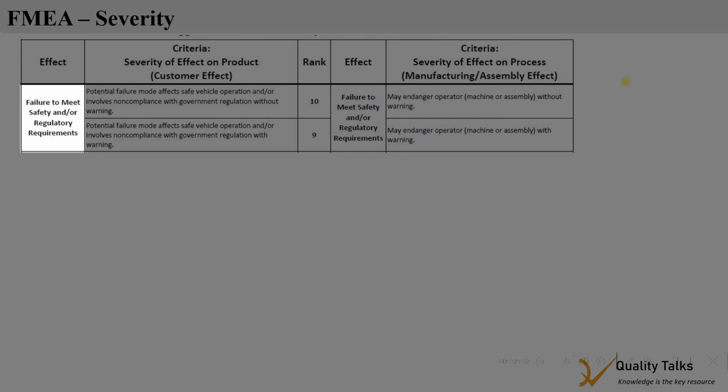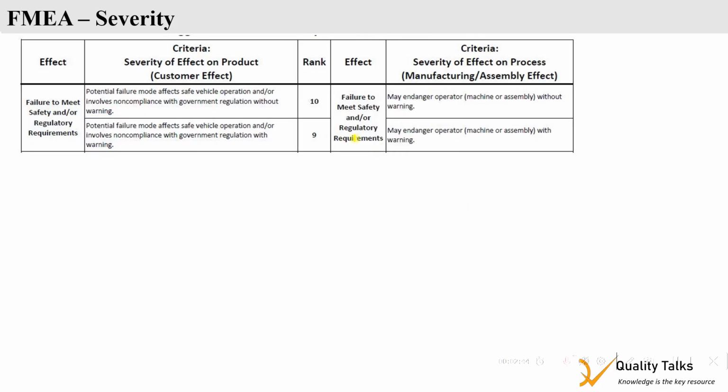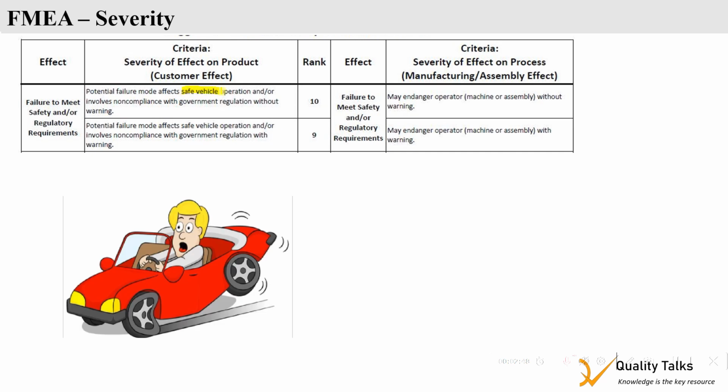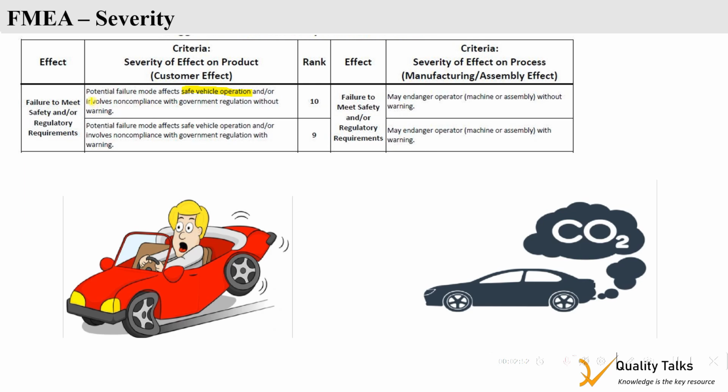First effect is failure to meet safety and or regulatory requirement. It means with respect to the end customer, safety is the concern and regulatory requirement is also a concern. Potential failure mode affects safe vehicle operation and or involves non-compliance with the government regulation.